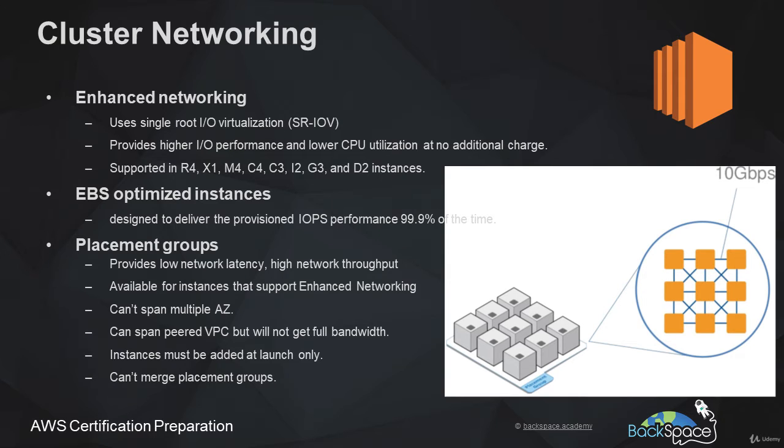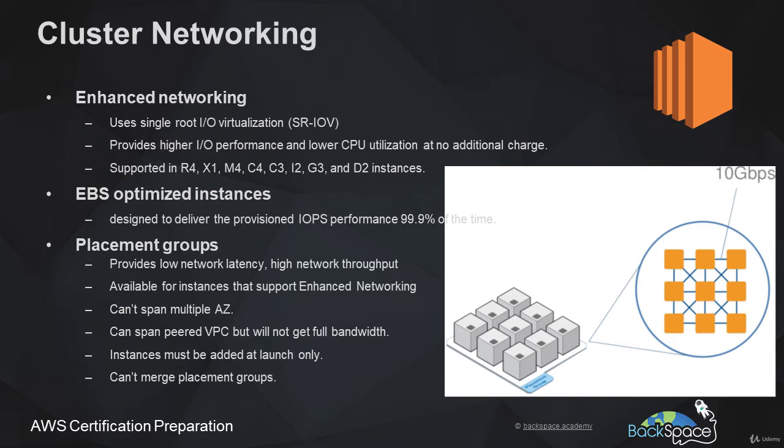It's available for those instances that support enhanced networking. So if you go in and create a placement group and then launch an instance that has that available, there will be an option there that you can select to put that into a placement group. If, for example, you're launching a T2 instance type, which doesn't have enhanced networking, the option to launch into a placement group will not be available there for you.